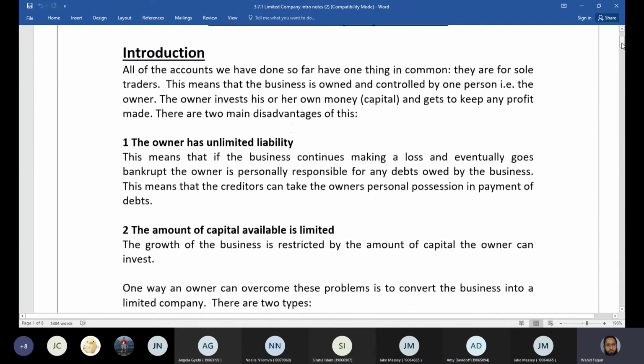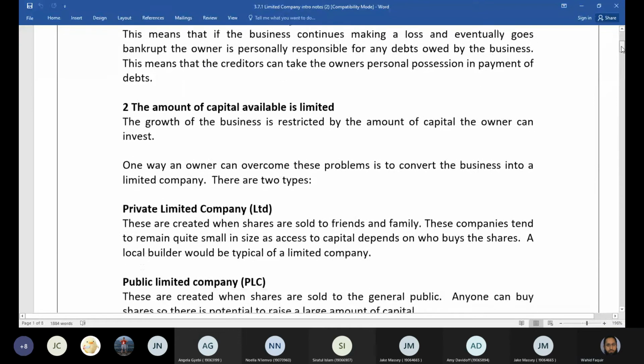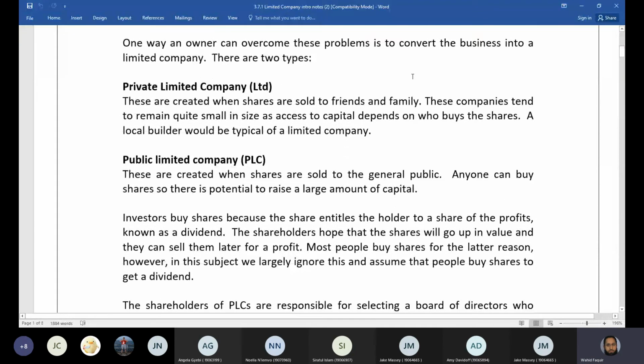Okay, introduction, fine. Disadvantages of a sole trader. Well, we've done unlimited liability before. If the business becomes bankrupt, the owner is liable for the debts, therefore personal possessions are at risk. The amount of capital is limited. That's why in a limited company, the massive advantage is the ability to raise money by selling shares. So that's why some sole traders end up being partnerships, and some partnerships end up growing in size and then becoming limited companies. Private limited companies, what's the difference?